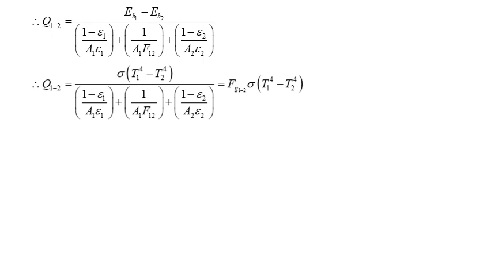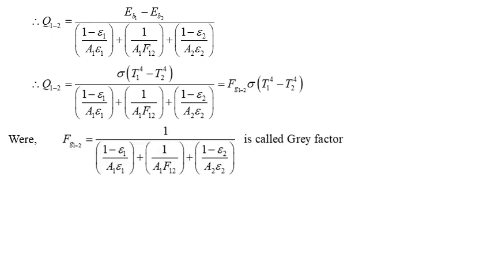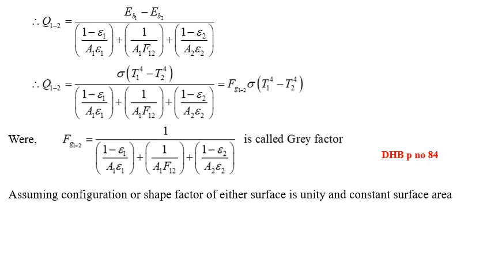So we can get that this is also equal to Fg1 to 2 times sigma (T1 to the power 4 minus T2 to the power 4), where Fg1 to 2 is called the gray factor, which is 1 by [(1 minus epsilon 1) divided by A1 epsilon 1, plus 1 by A1 F1 2, plus (1 minus epsilon 2) divided by A2 epsilon 2]. This is available in the data handbook, page number 84.